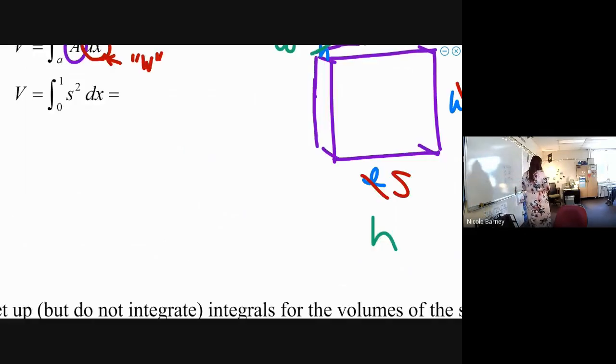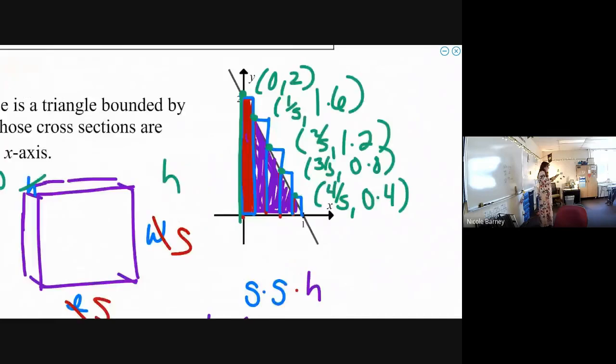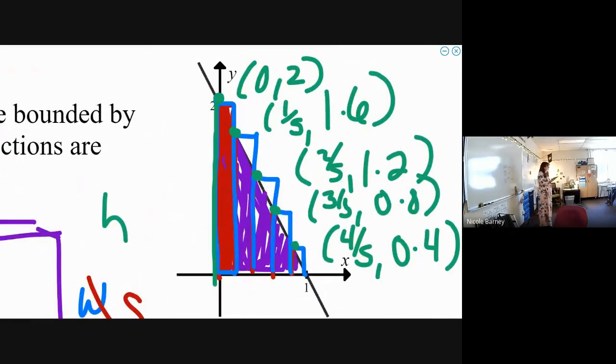So for this one, the integral formula would be from 0 to 1 of side squared. But what is a side? How long was the side of this? It changes every time, doesn't it? How do we find the area between two curves? We subtract one minus the other, right?